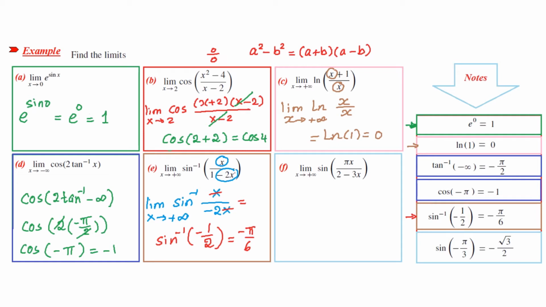Now next in part F we also have the same idea. We have the limit when x goes to positive infinity for the function sine of pi x divided by (2 minus 3x). So you have to take the highest power up over the highest power down, and this will be the limit of sine pi x over negative 3x when x goes to positive infinity. Now by simplifying and canceling x with x, you will get sine of negative pi over 3, and sine of negative pi over 3 equals negative radical 3 over 2. And this is the final answer of this example. And that's it.